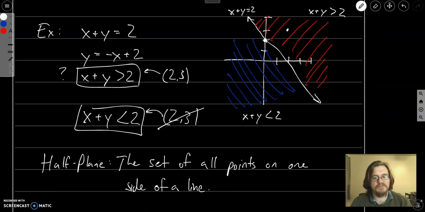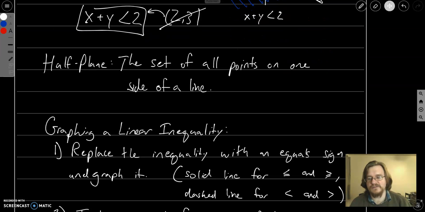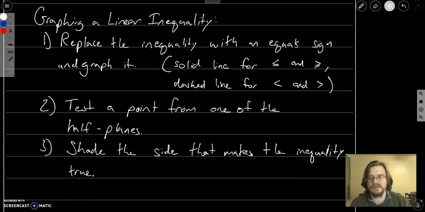So these are called half planes. We think of the entire xy coordinate system as just the plane, and a half plane is just going to be half of it. We're going to cut it in half with a line. And the method for drawing these is fairly straightforward.